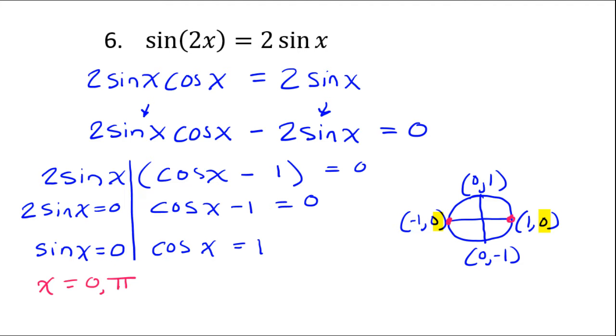All right, now I will turn my attention to cosine x is equal to 1. Now, cosine is the x value on the unit circle. So where is the x value equal to 1? Boom, that x value is equal to 1. And that's the only one. So that is angle 0, which we already have. So that doesn't actually give us any additional solutions. So this is the final answer then for problem number 6.